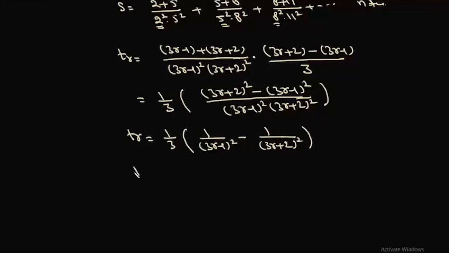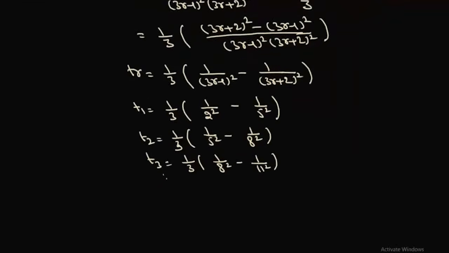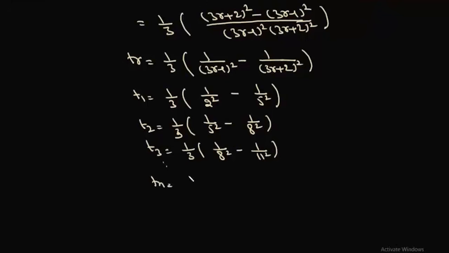Now we'll write its first term, T1. It'll be 1 by 3, and if we put r as 1, we'll get 1 upon 2² minus 1 upon 5². For the second term, we'll put r as 2. So T2 equals 1 by 3, 1 upon 5² minus 1 upon 8². Third term, it'll be 1 by 3, 1 upon 8² minus 1 upon 11², and we'll go on. And its nth term will be Tn equals 1 by 3, 1 upon (3n−1)² minus 1 upon (3n+2)².